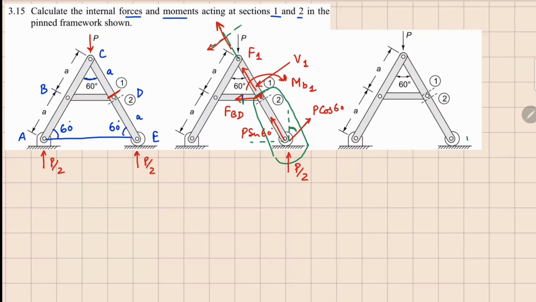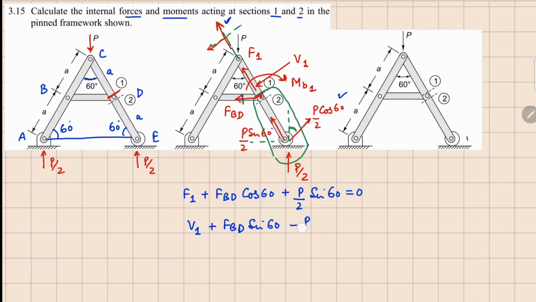So let's start writing the equations along the axial direction. Axial direction, we have force F1, then we have FBD cos 60 degrees, which is this one right here. If I extend FBD in that direction, and your P by 2 force here, my mistake, these are P by 2. So P by 2 is going to have P by 2 sin 60 in the x direction. So plus P by 2 sin 60 equals 0. Similarly, if I go in the y direction, we have V1 going there plus FBD sin 60 in the same sense minus this P by 2 cos 60 equals 0.